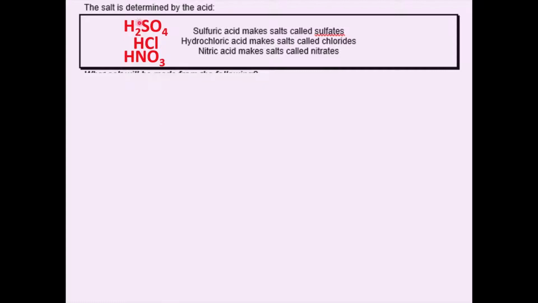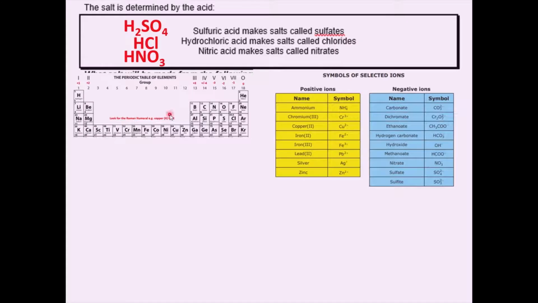So if you took those H's off sulfuric acid, what you're left with is SO4. Now, do you remember on our data sheets, there's the front bit and there's the back bit. So if we go to SO4, that's sulfate. So if you take those two H's off sulfuric acid, it's going to leave you with sulfate. So every time you react sulfuric acid, the salts are called sulfates. Hydrochloric acid, HCl, take that H off, you're left with Cl. And Cl is chlorine, so a compound containing chlorine is called a chloride. So hydrochloric acid makes salts called chlorides.